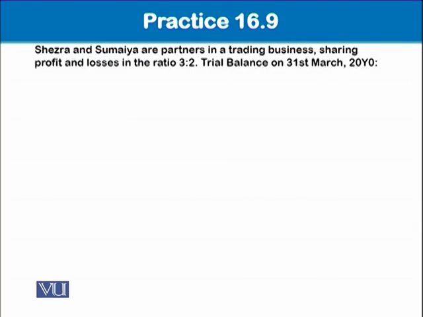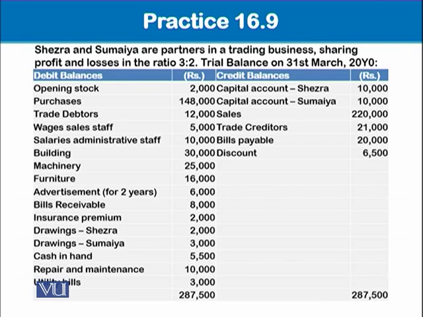In this practice question 16.9, there are two partners, Shazra and Sumayya, and they are sharing profits and losses in the ratio of 3:2. The trial balance on 31st March Y0 is showing a list of balances in the debit and list of balances in the credit. All right, very well. So we see both sides are equal.